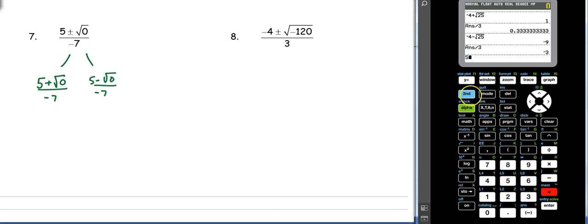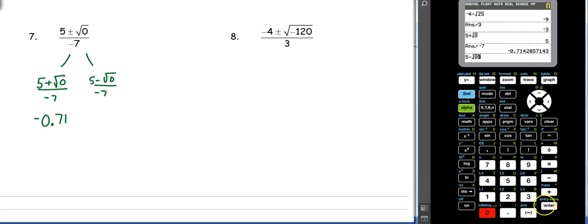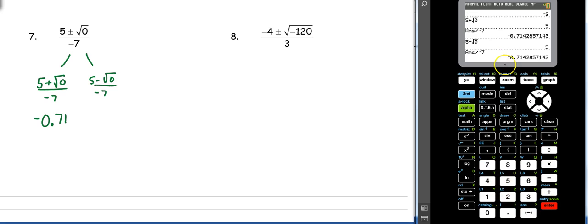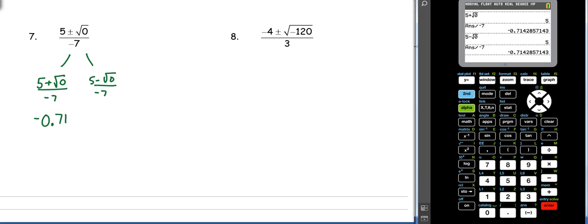So we have 5 plus second square root of 0 divided by negative 7, and we get negative 0.71. And when I do that again, 5 minus the square root of 0 divided by negative 7, I get the same answer. So anytime there's a square root of 0, there's only going to be one answer, because when you do it both times, you get the same answer.